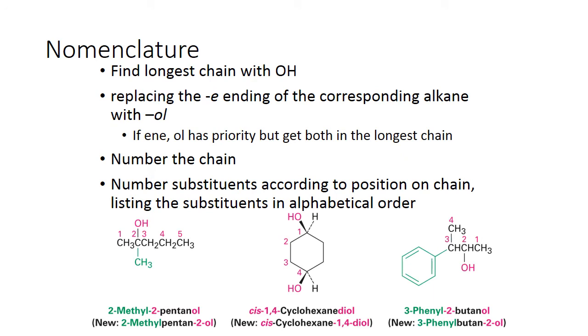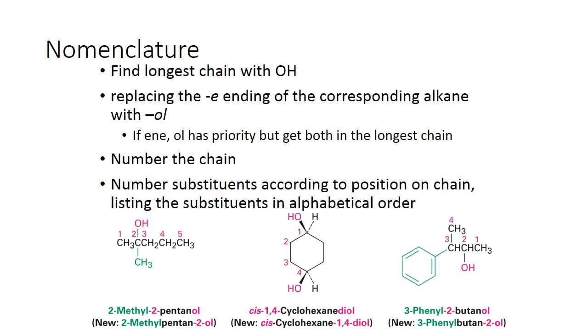To name an alcohol, what we always do is we find the longest chain with the functional group in it. Now remember, if you have more than one functional group, make sure that the longest chain has both of them in it. And you give priority, if you have both an ene and an ol in there and they are at the same distance from the end of a chain, the ol is going to get the priority, not the ene.